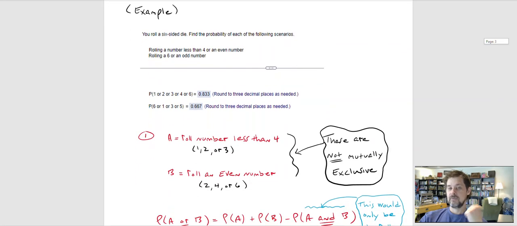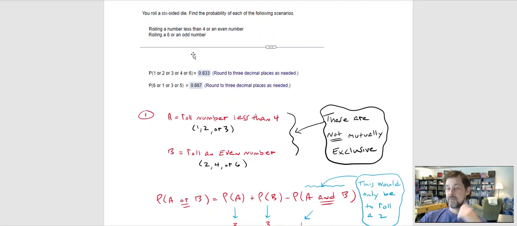Okay, so let's look at another one for a little more variety. So here's another one from MyMathLab. This one is about rolling the die. This was the question I suggested at the beginning of the video. So you roll a 6-sided die. It's got numbers 1 through 6 on it. Find the probability of each of the following scenarios. So let's not read them both right now. Let's take them one at a time. First one is, what is the probability of rolling a number less than 4 or an even number?